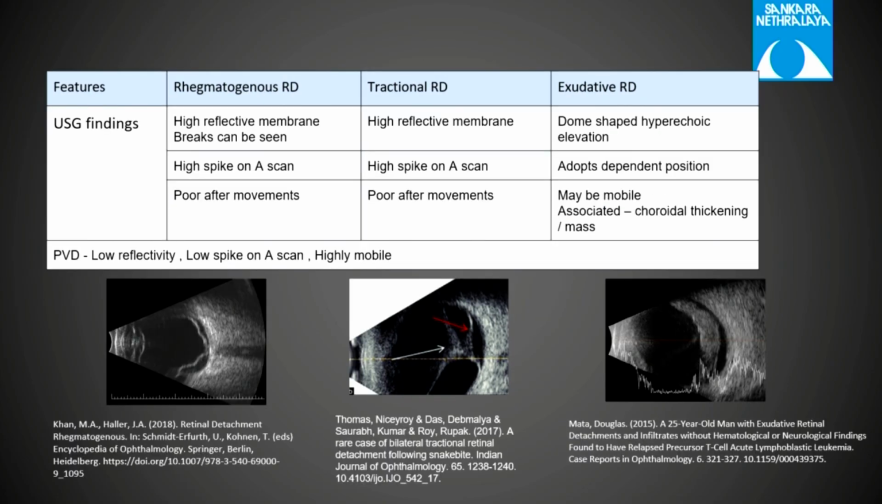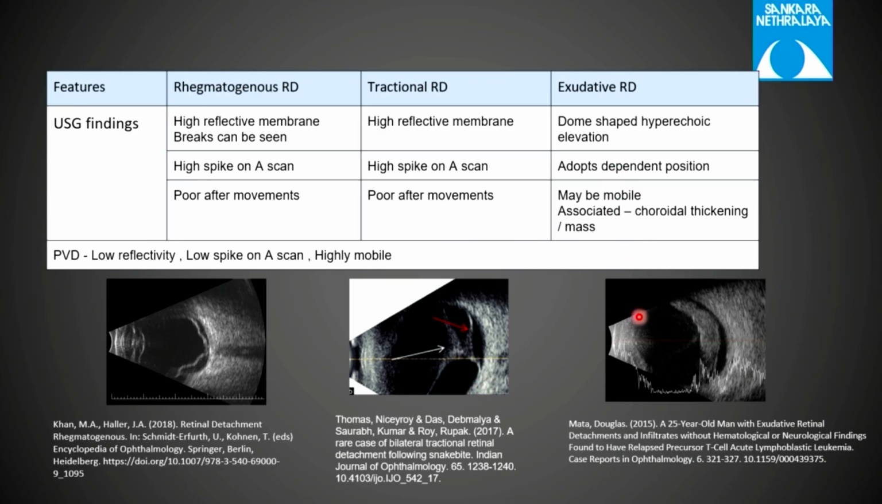And ultrasound features: in rhegmatogenous RD, it is a highly reflective membrane, as we discussed earlier. Sometimes the break areas may be seen, and a corresponding high A-scan spike will be noted. And on examining with movements in the ultrasound, we can see poor after-movements. In tractional RD, it's also a highly reflective membrane, a corresponding high spike on A scan will be there, and here also there will be poor after-movements.